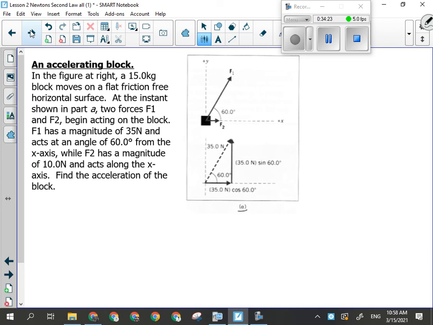Let's skip over that. All right, now this one involves some vectors, like some trig. So I'm going to give you guys a few minutes to try this one. We have a 15 kilogram block on a flat, friction-free horizontal surface. Two forces are acting on it, a 35 Newton force acting 60 degrees above the x-axis, and a 10 Newton force acting directly along the x-axis. We want to find the acceleration of the block.